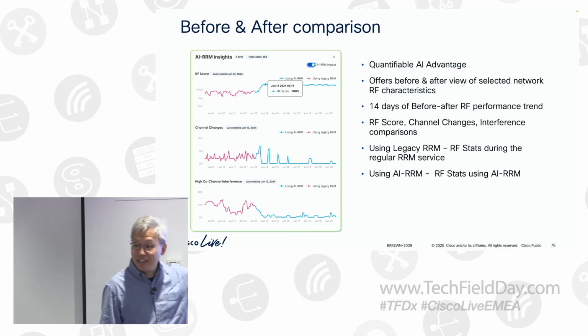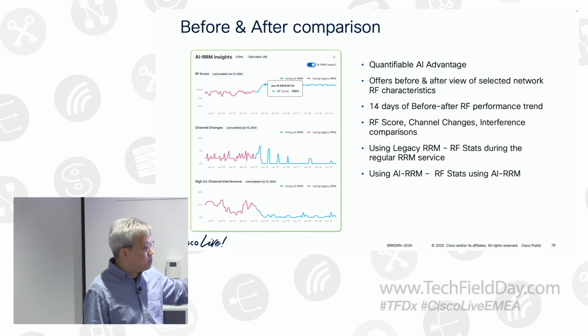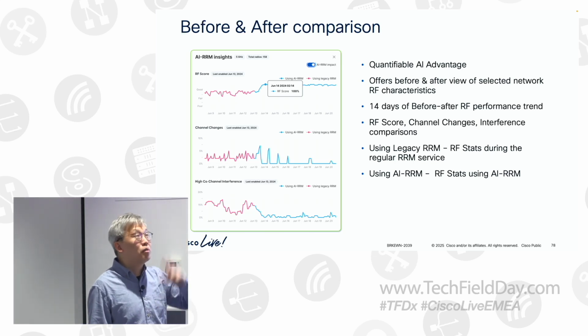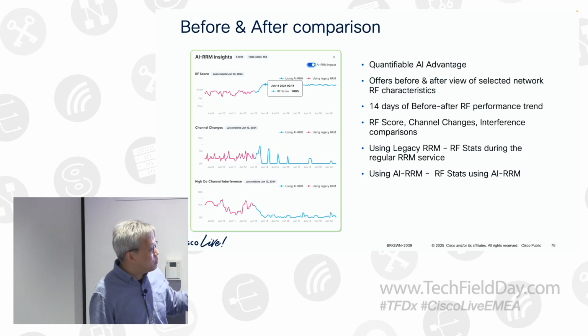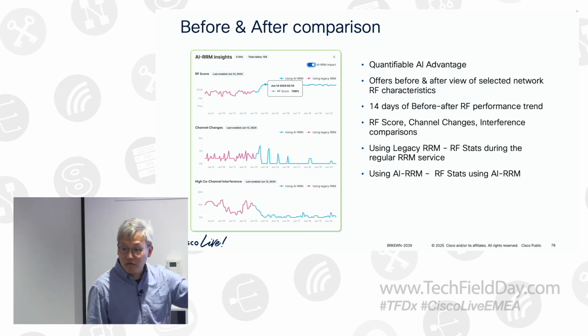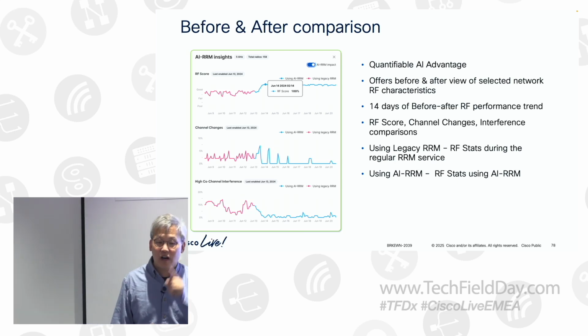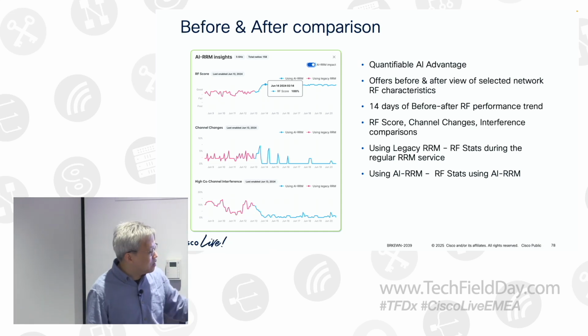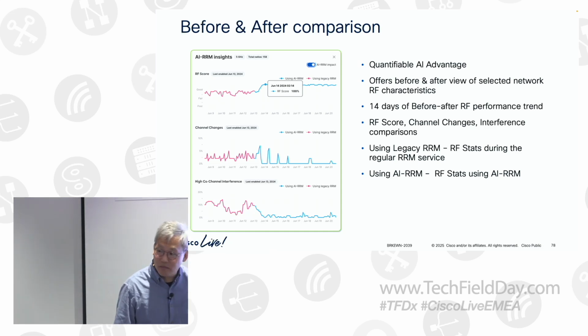How are my channel changes? Channel changes often become a big source of unplanned disconnection. Now the channel changes are measured and monitored, and we can see how channel changes are contained after AI-RRM. What is my co-channel interference, which is the number one reason for bad Wi-Fi? And now I can see my co-channel interference trend before and after.